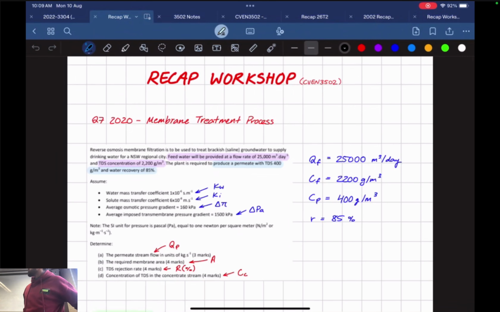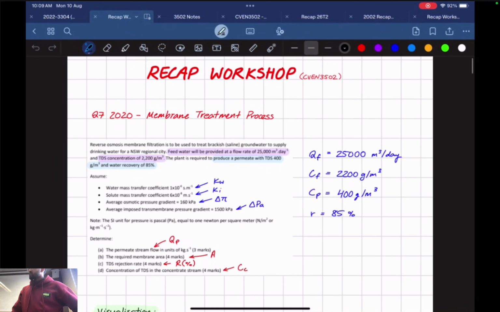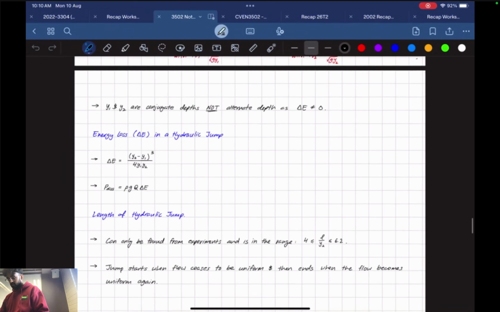So welcome to our wastewater recap workshop, CVEN3502. So the plan is, I've pretty much just taken past paper questions, and I'm gonna go through a type of question for each kind of topic. Alright, so I'm gonna go through my notes really quick.